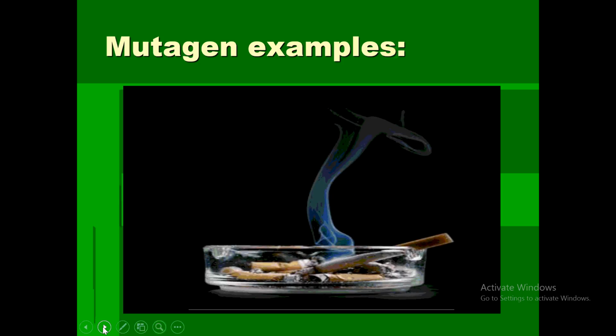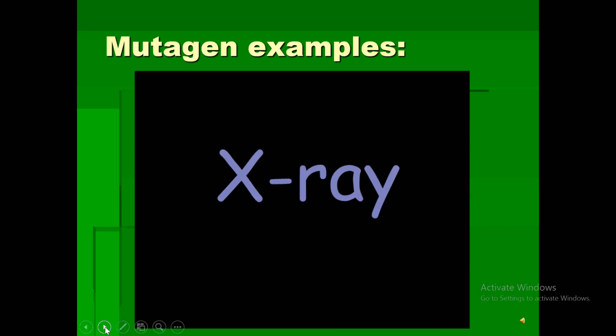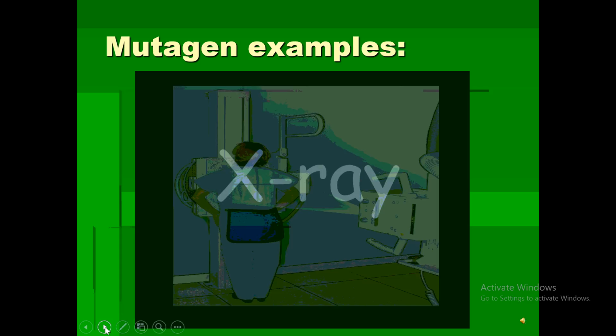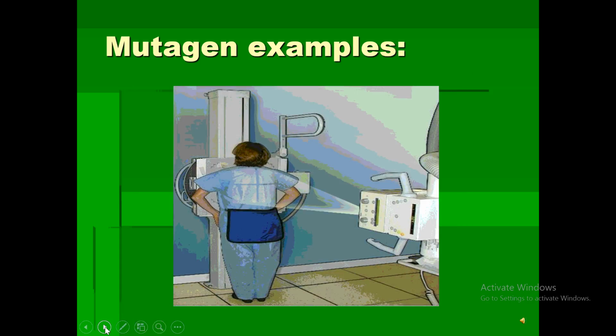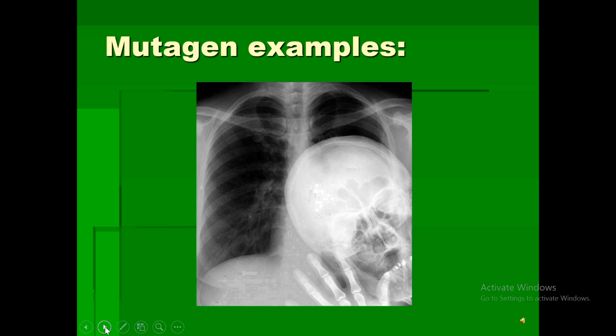X-rays are mutagens. This is why they limit the amount of X-rays given to pregnant people, because it could create a change in the DNA for the baby. Because they're developing a baby, that baby is copying some of the parent's DNA and it could change it. And this is why they don't give you an X-ray every time something's wrong: it's a mutagen. UV lights.